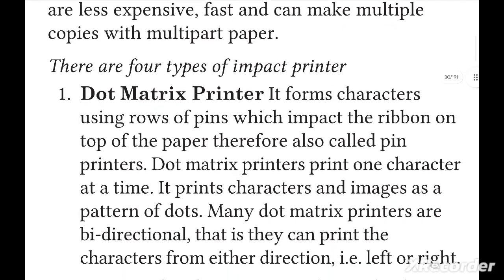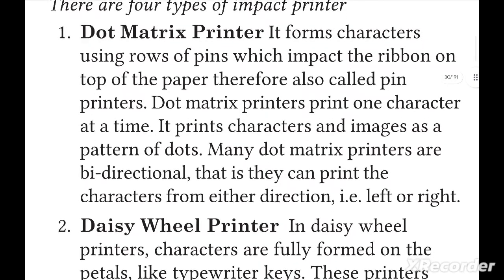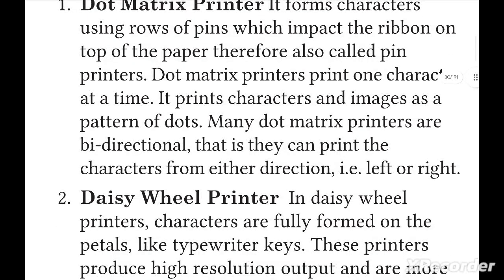There are four types of impact printer. First, dot matrix printer. It forms characters using rows of pins which impact the ribbon on top of the paper, therefore also called pin printers. Dot matrix printers print one character at a time. It prints characters and images as a pattern of dots. Many dot matrix printers are bidirectional, that is, they can print the characters from either direction, for example, left or right.